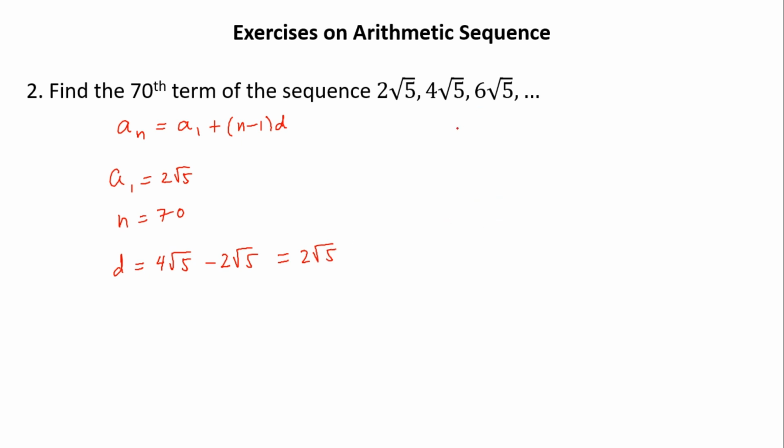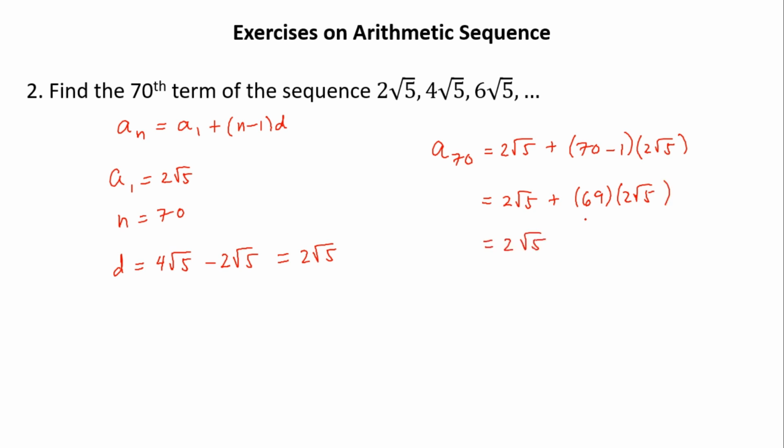Plugging in the values, we have a sub 70 equals 2 square root of 5 plus 70 minus 1 times the common difference 2 square root of 5. Then we have 2 square root of 5 plus 69 times 2 square root of 5. Let's multiply first 69 and 2. So 69 times 2 must be equal to 138. So this is 138 square root of 5. So the 70th term is 140 square root of 5.